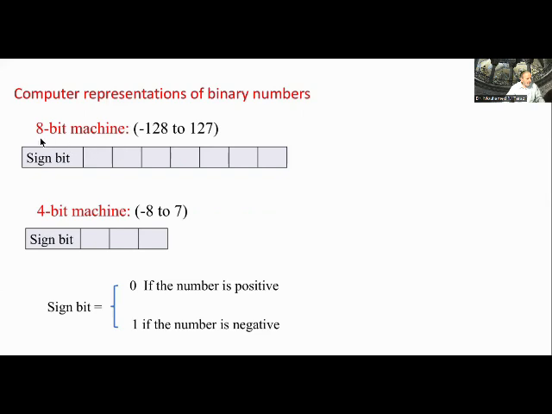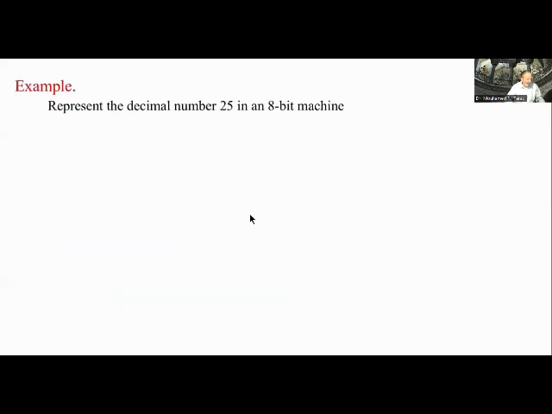Now remember, in an 8-bit machine, you can handle numbers between -128 and 127. Anything beyond that, the machine is incapable of dealing with. Then what do you do? You just use a bigger machine. The same thing here. So now, how do we represent 25 in an 8-bit machine?